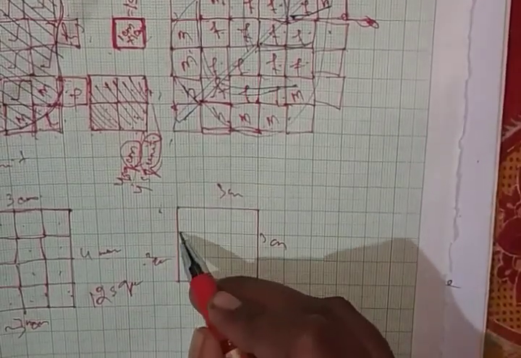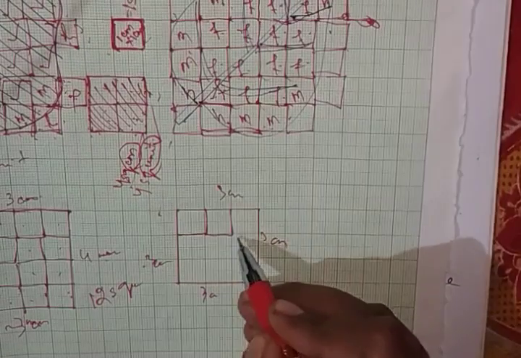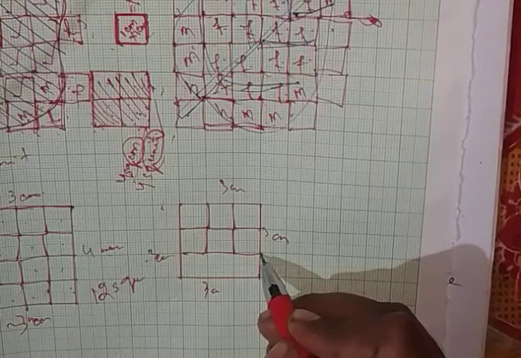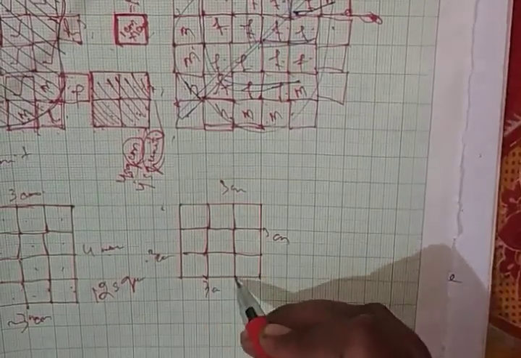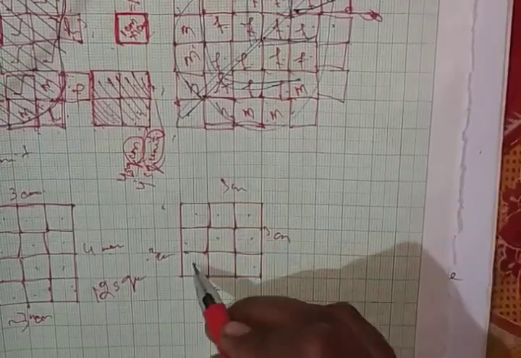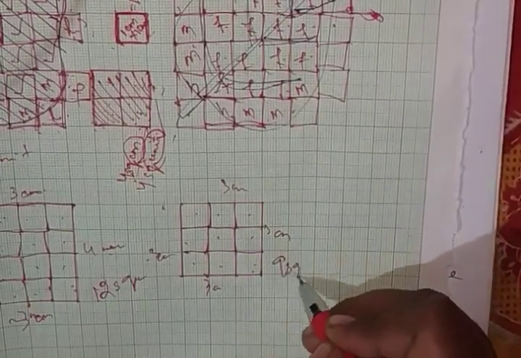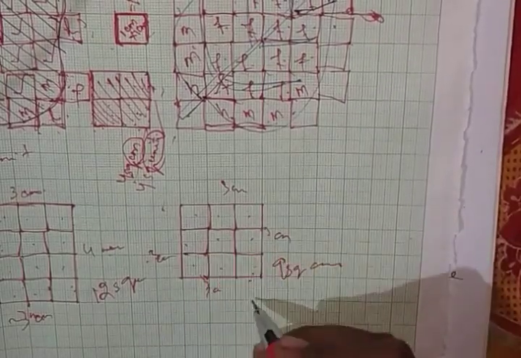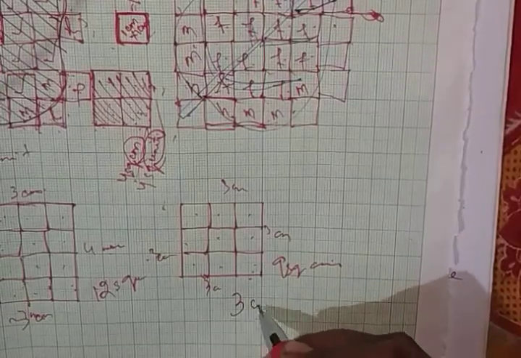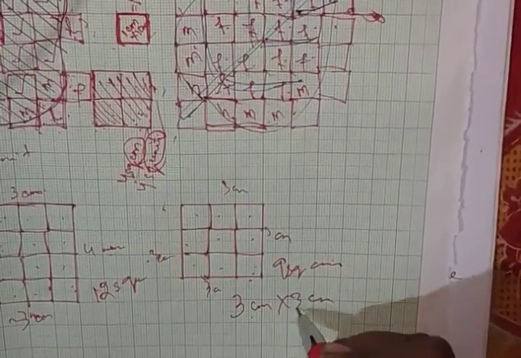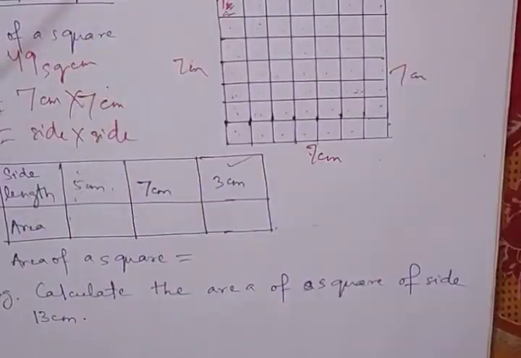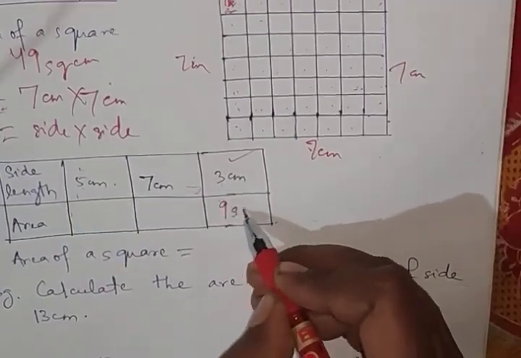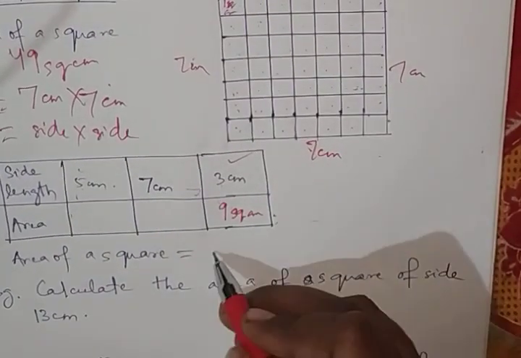So look here: 1 square centimeter, 2, 3, 4, 5, 6, 7, 8, 9. Total 9 square centimeter. So the area of this square having side 3 centimeter is how much? 9 square centimeter. So you can write it as 3 centimeter into 3 centimeter because 3 threes are 9. So area of the square having side length 3 centimeter is 9 square centimeter. So area of a square is how much?